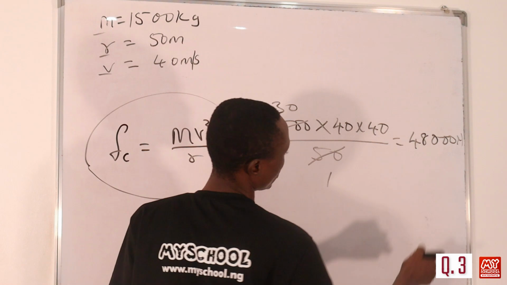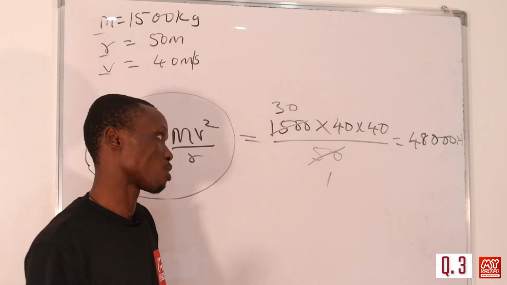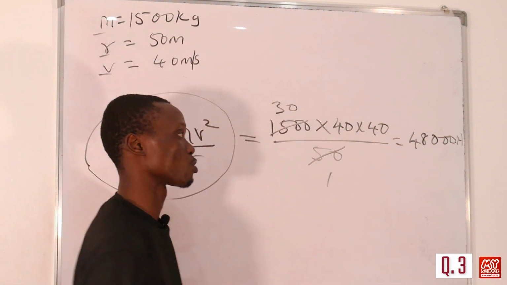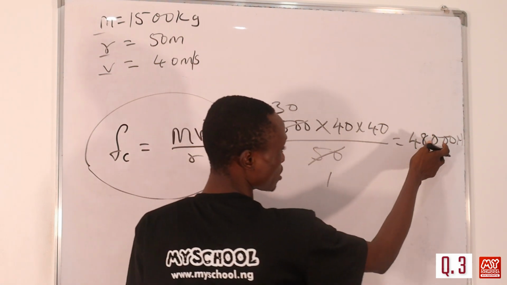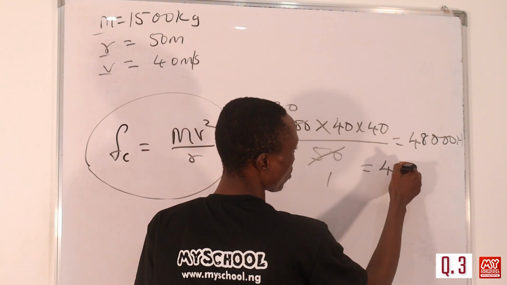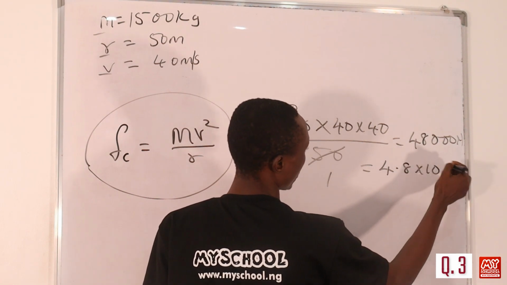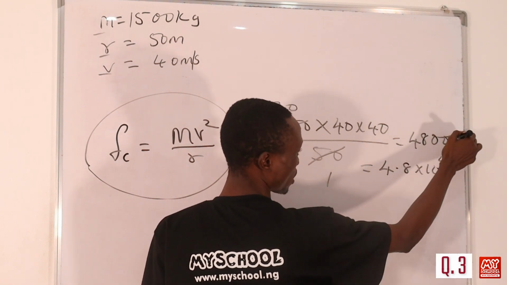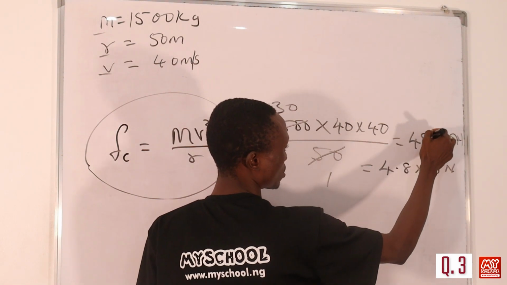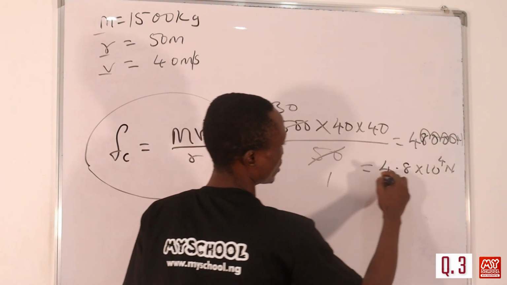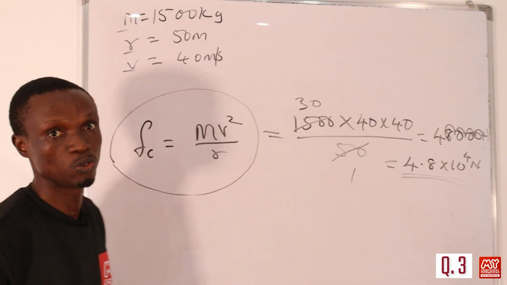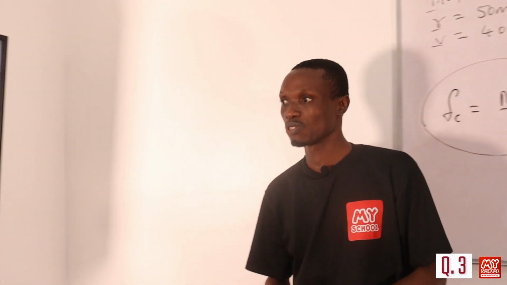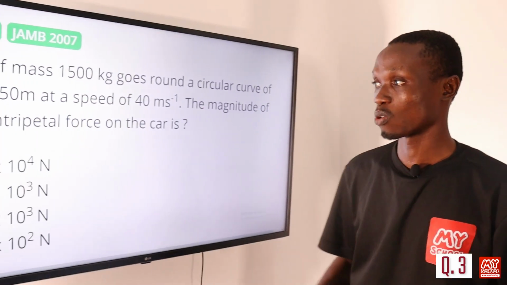48,000 Newton. But if you look at the options carefully, you discover that they are given to us in standard form, so there is need for us to write this value in standard form. Writing this value in standard form, we have 4.8 times 10 raised to power 4 Newton. I actually counted from here 1, 2, 3, 4. So our final answer is 4.8 times 10 raised to power 4 Newton. Let's return back to the screen to pick the correct answer, and that is option A.